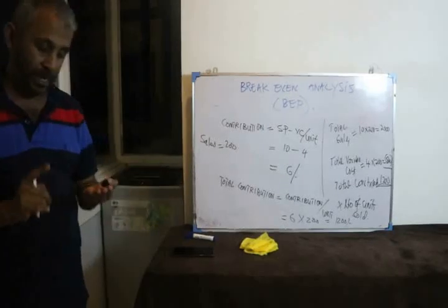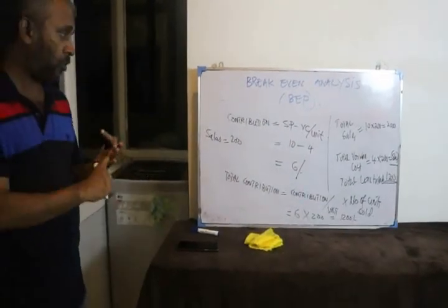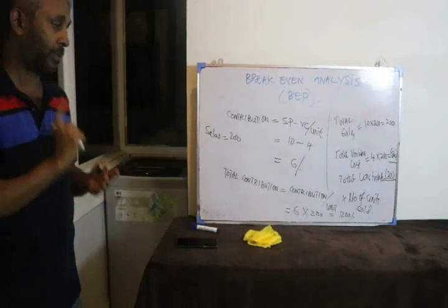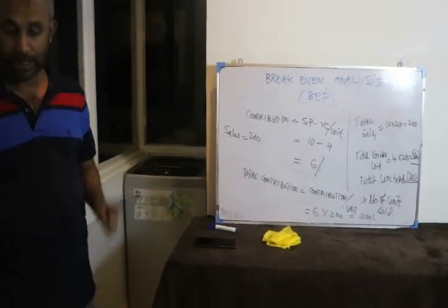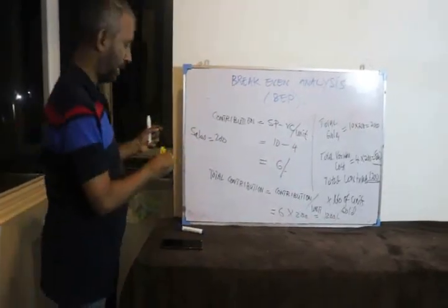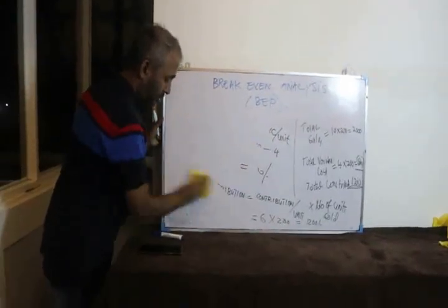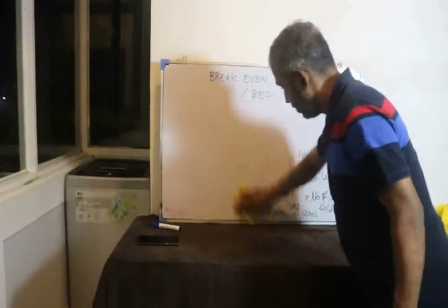So now that we are clear about what is sales, what is variable cost, and how to define contribution and how to calculate contribution, the next concept or next point in this series will be to try to understand the concept of fixed cost. We'll try to understand that now.